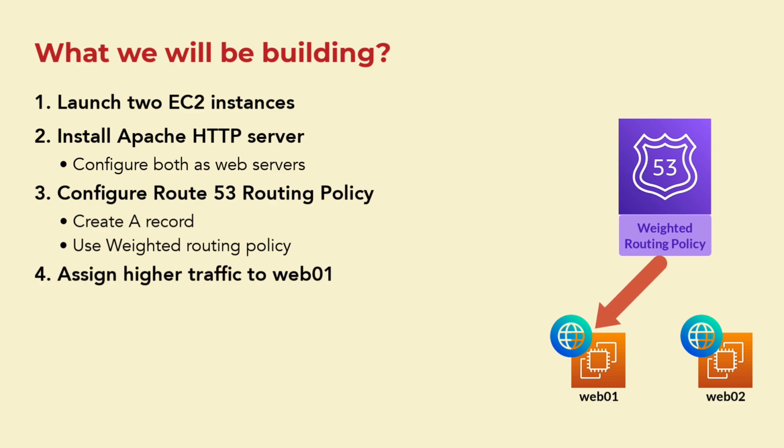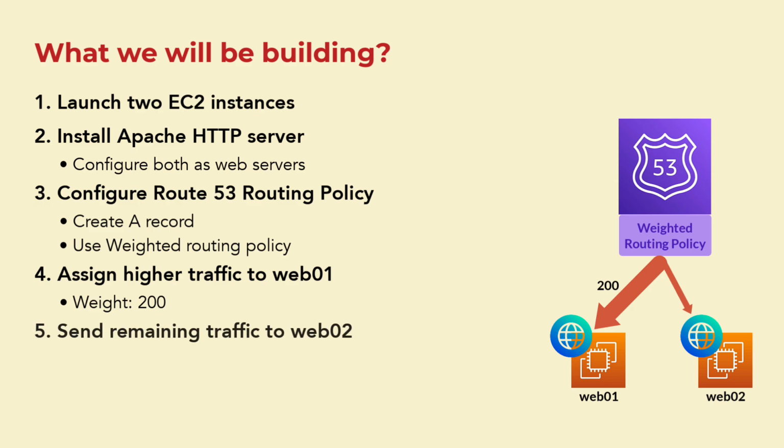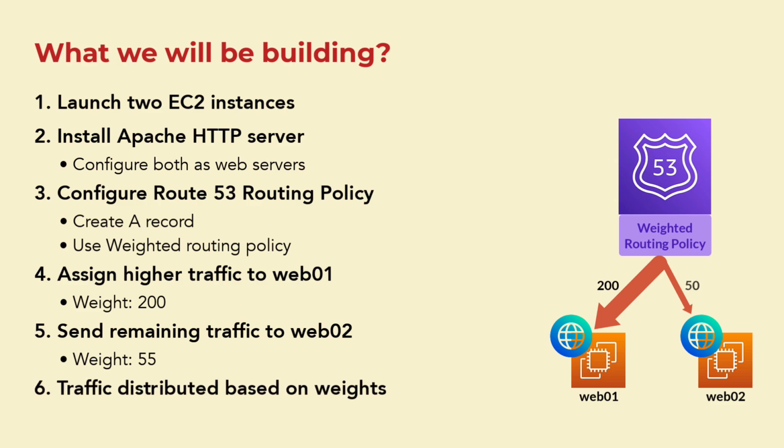The idea here is to send most of the traffic to the first web server, which is Web01. So for Web01, I'm going to assign a weight of 200. Then the remaining traffic will go to Web02. And for that one, I will use a weight of 55. This gives a higher preference to Web01 while sending some traffic to Web02. And finally, we'll test everything to make sure the traffic is being distributed between both web servers as expected.